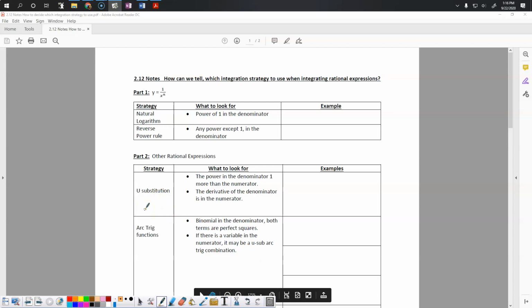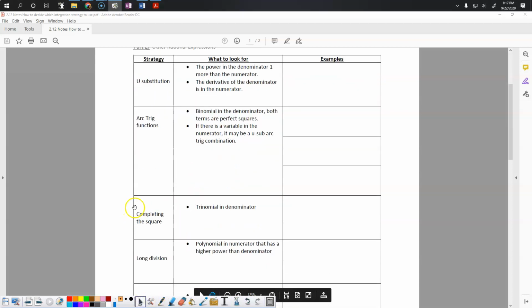Whenever you have in the denominator the power is just a 1, so like if the n was just a 1, in which case they wouldn't even bother writing it honestly, so I'll just delete that really quick. But when you have just 1 over x, that's an ln problem, okay? If it's any other power, like if this was a 2 for instance, a power of 2, like x squared, then you're going to do the reverse power rule, okay?